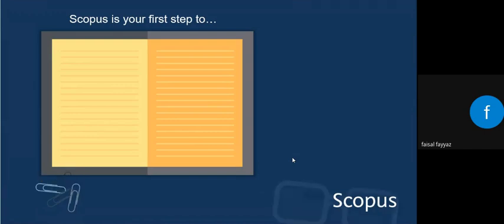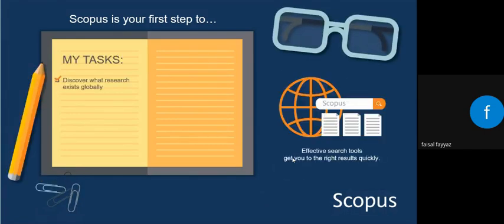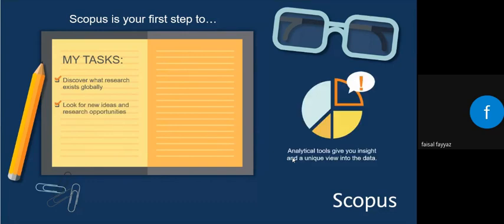Scopus is first, step two. You can see here my task: discover what research exists globally. I mean, if you have an interest, just try to search what researchers have done in the world in this specific field or subject. And the second point is, obviously, to look for new ideas and research opportunities.